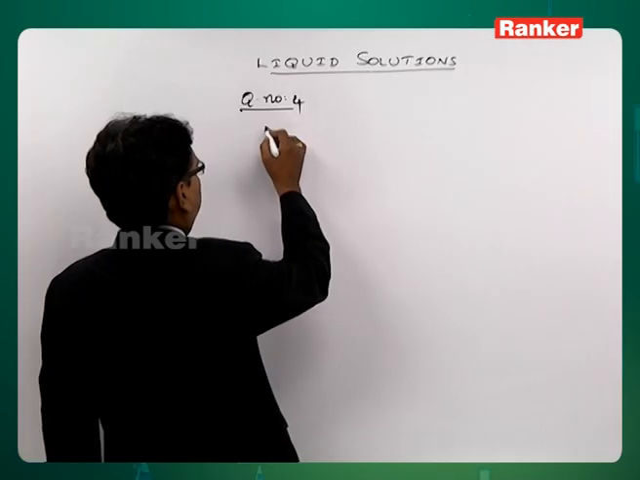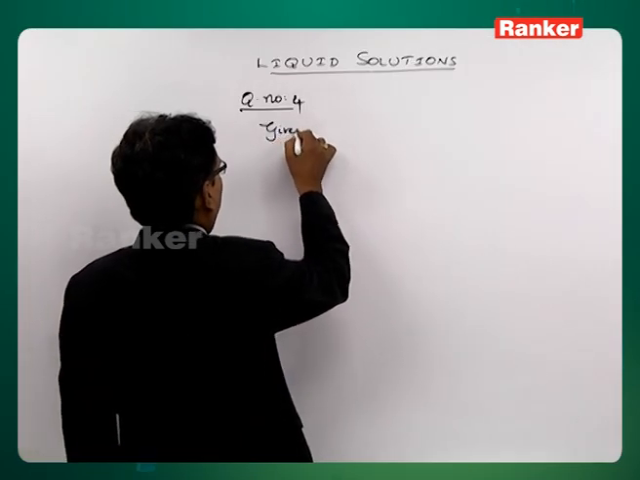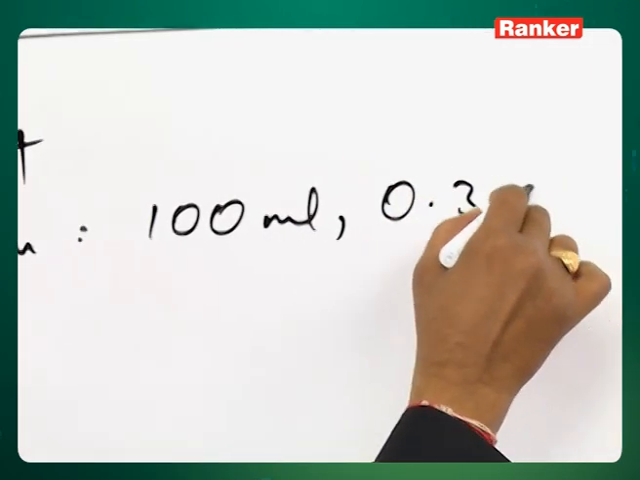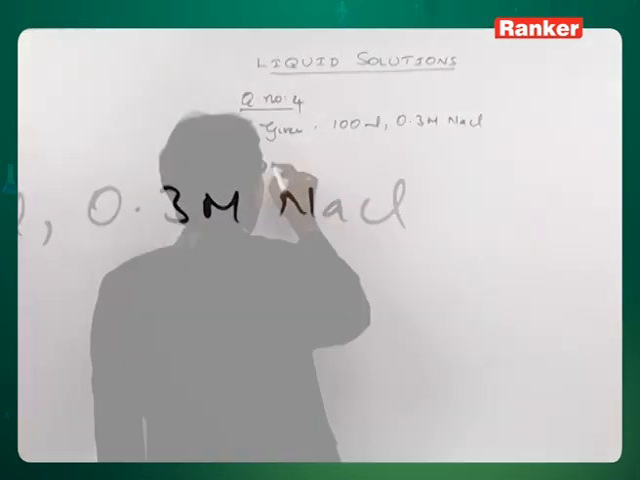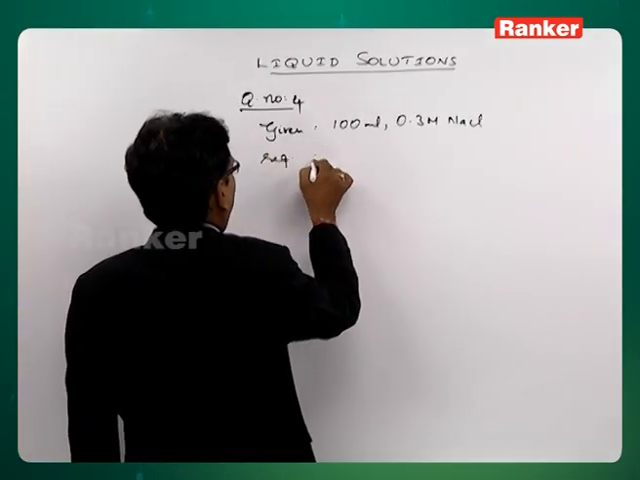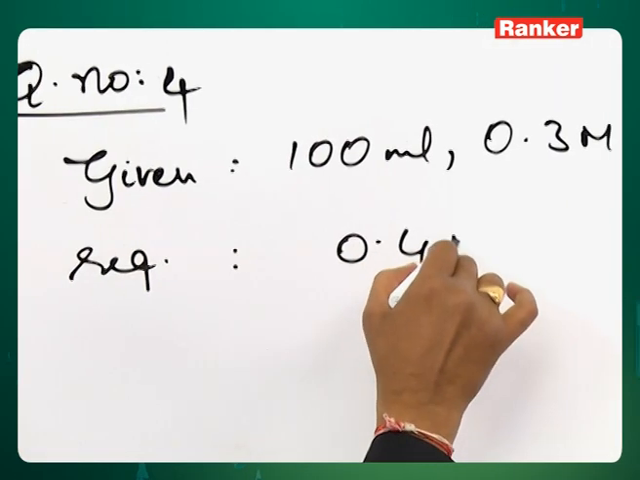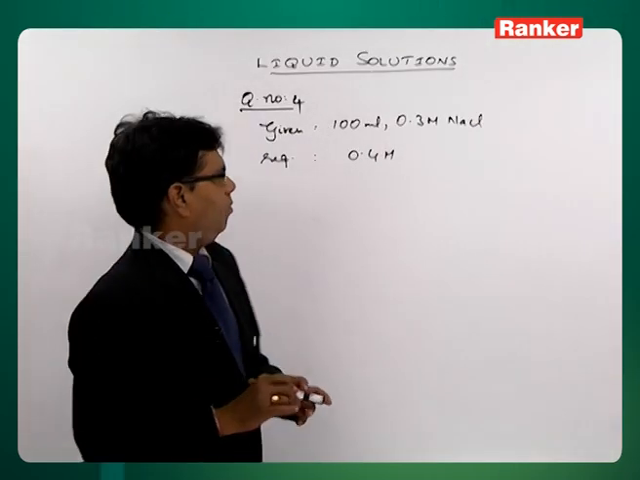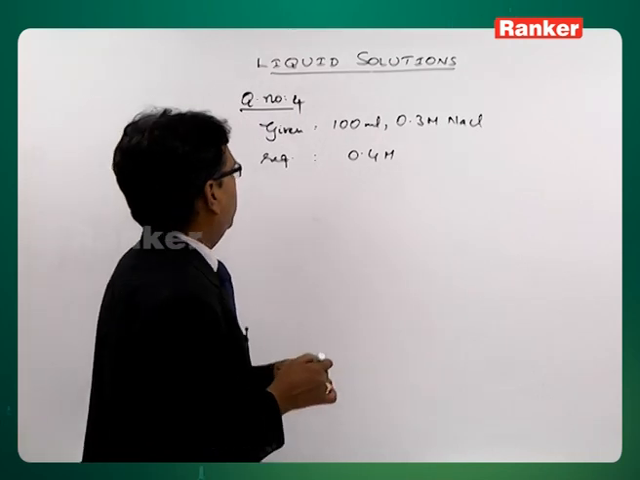So, given is 100 ml of 0.3 molar NaCl, required is 0.4 molar NaCl. So, this is 0.3 molar, 100 ml.